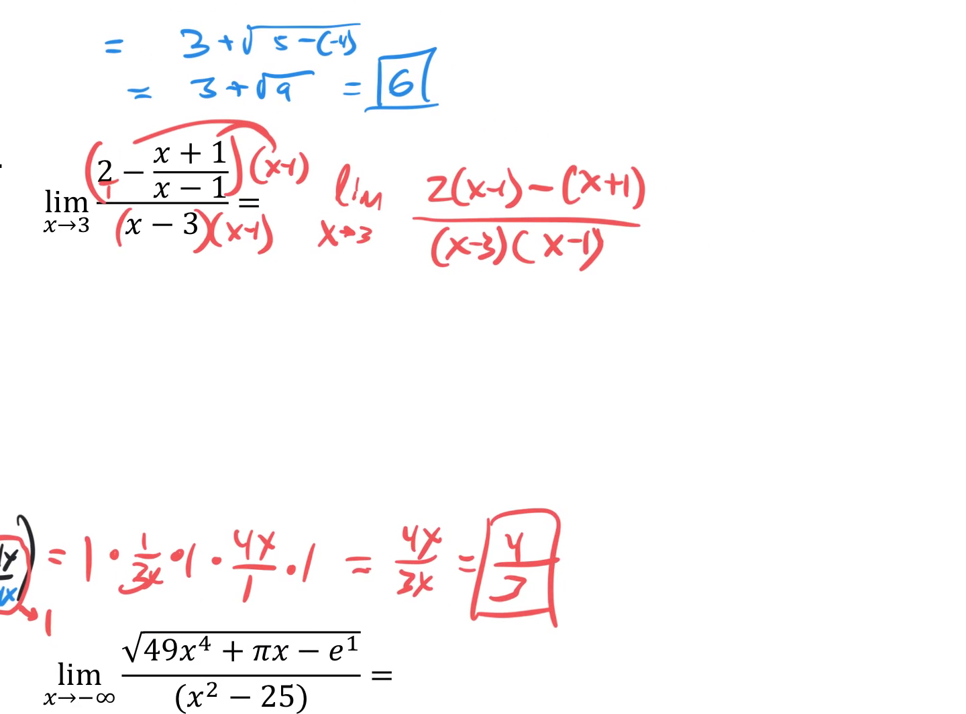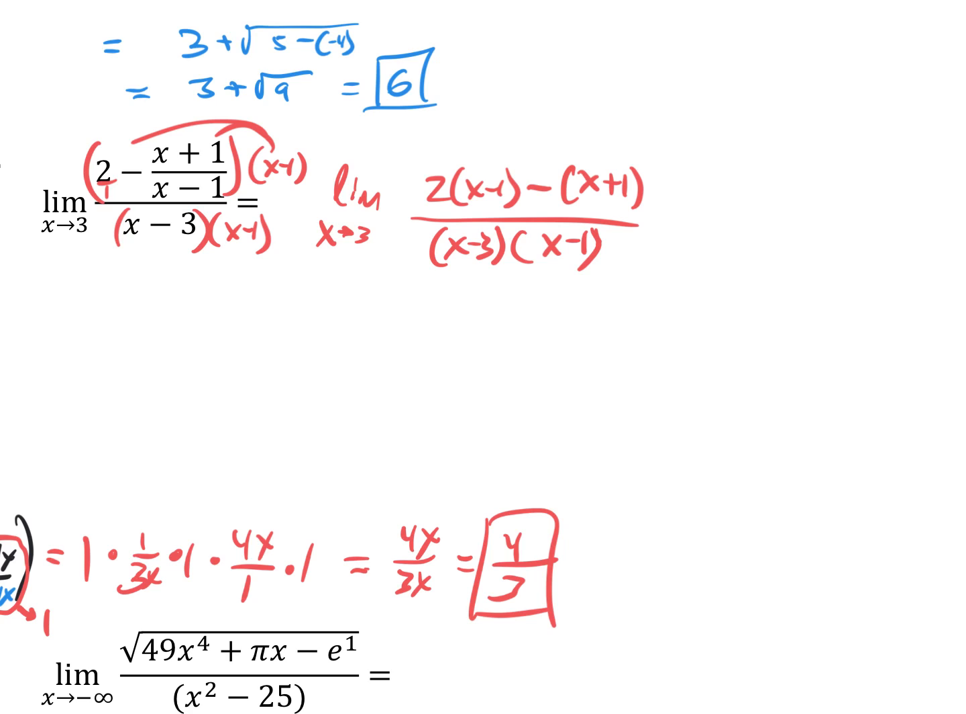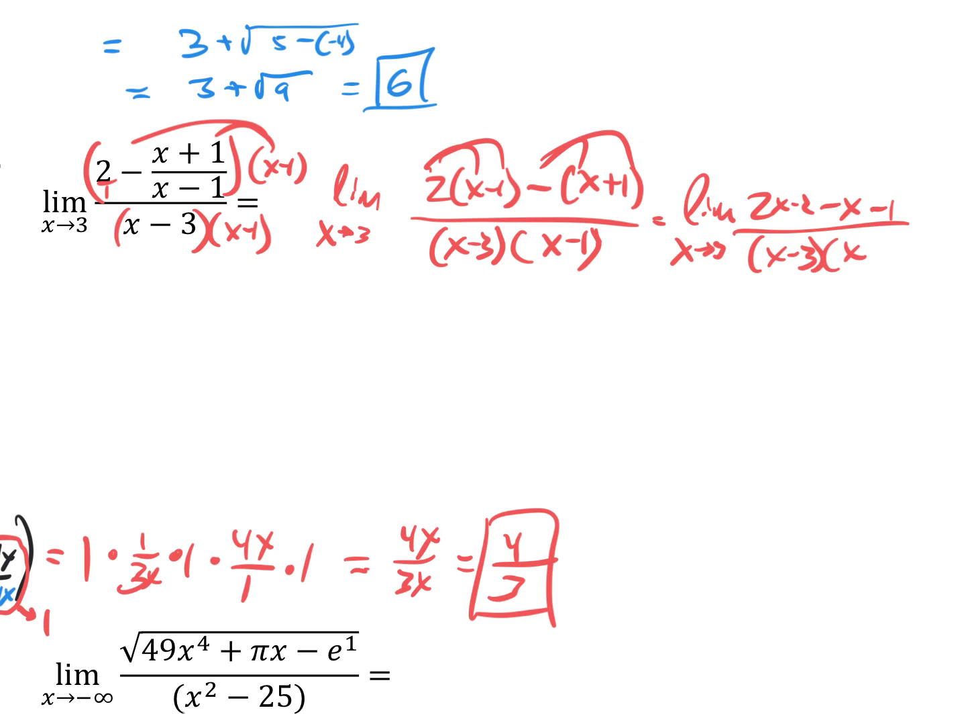So let's clean up the top. Okay, this is limit as x goes to 3 of, distribute, and we get 2x minus 2. Distribute this negative, minus x and minus 1. All over x minus 3, x minus 1. And good news, that top does simplify to x minus 3.